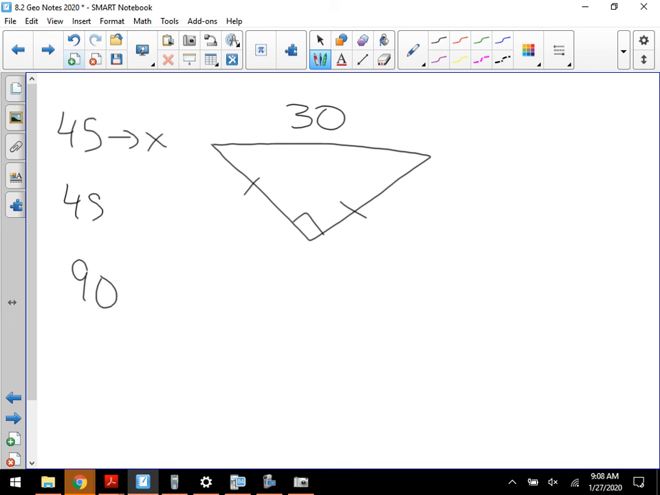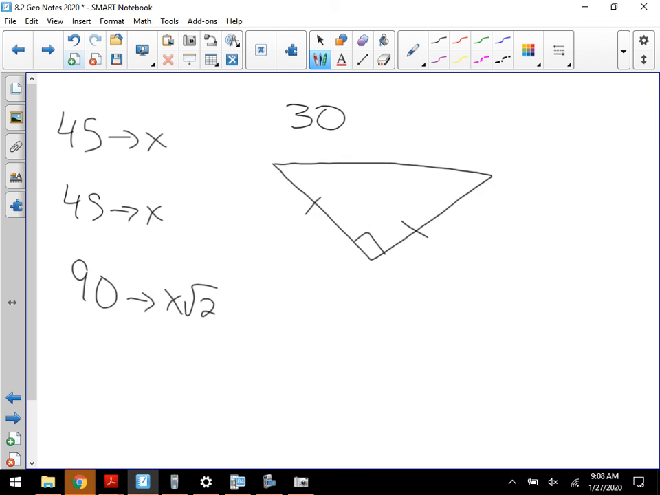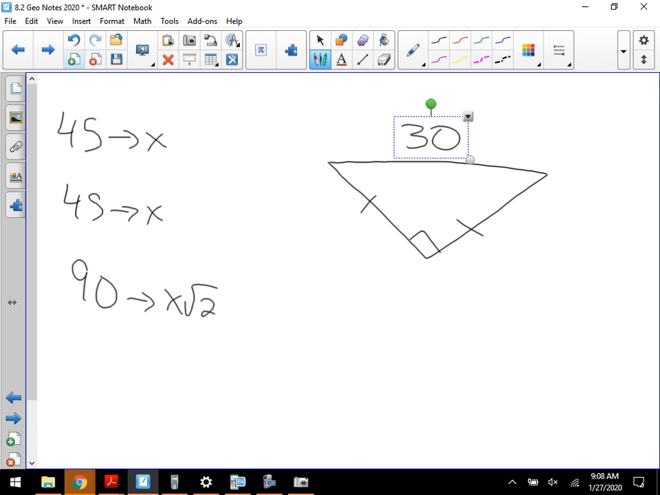Some value of x, some value of x, some value of x times the square root of 2. So, across from which one do you know? The 90. So that means that this x times the square root of 2 has to equal 30. What do you do to solve for x? Yep, divide by the square root of 2.